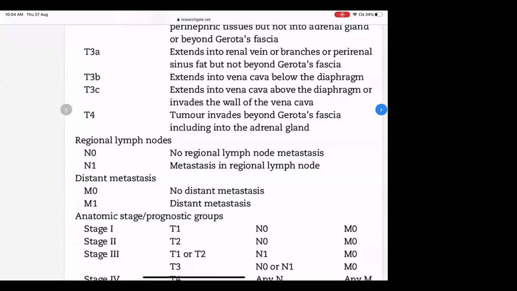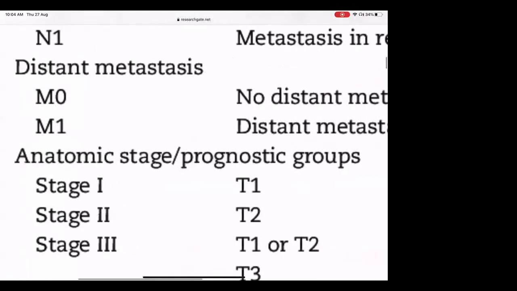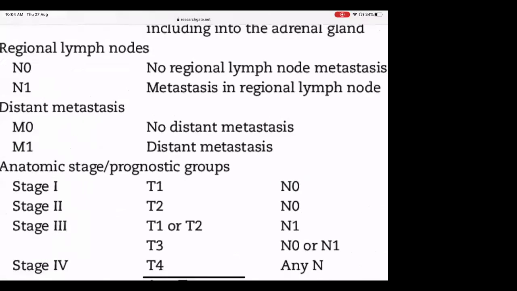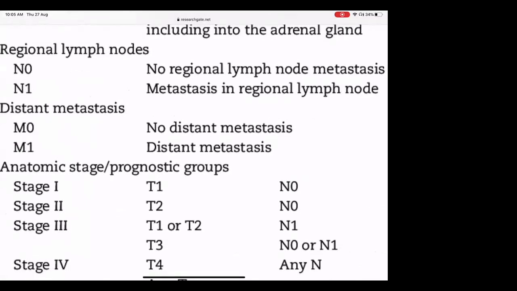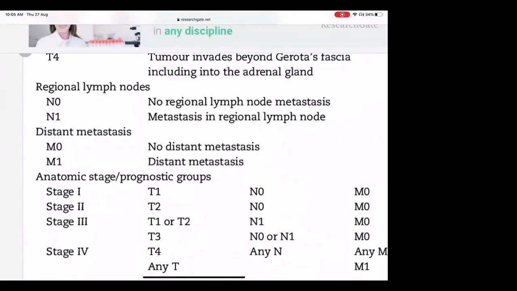And worse than that, if another organ is involved, then we call it M1, metastatic, distant metastasis, M1 disease. M1 disease means that it's not just lymph node spread. It's already spread to another organ. It's not a good thing.